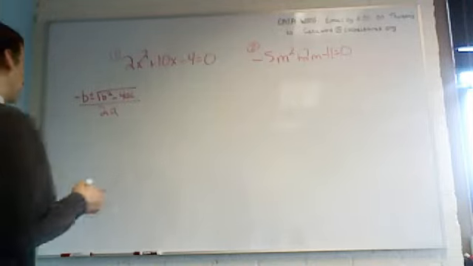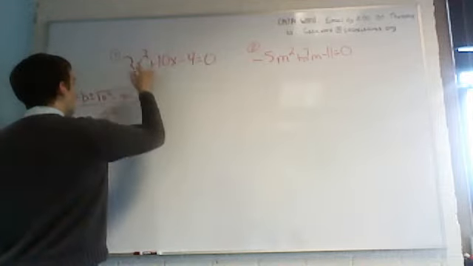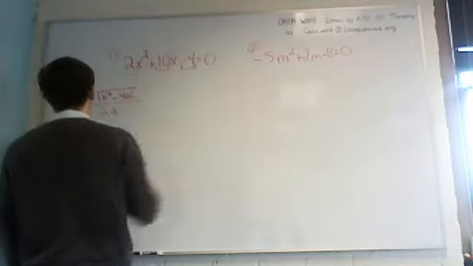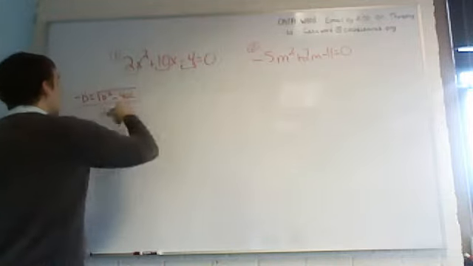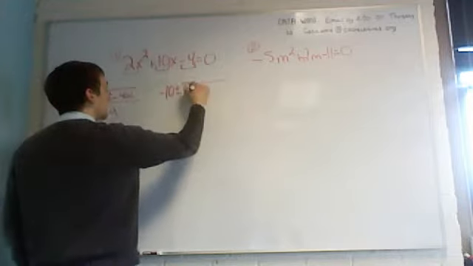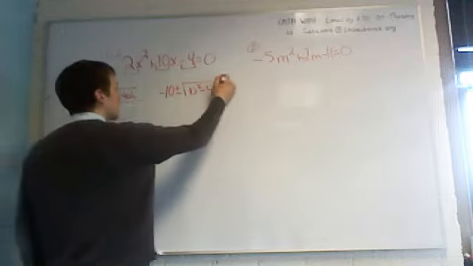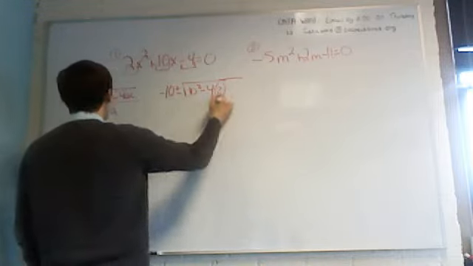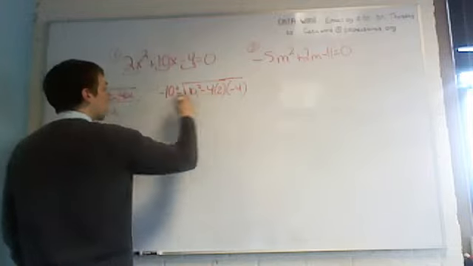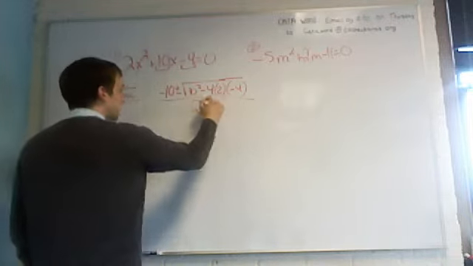For question number 1, what is a? 2. What is b? 10. What is c? Negative 4. And make sure you think about it as negative 4. So we got negative 10 plus or minus the square root of 10 squared minus 4 times a, which is 2, times c, negative 4. So this will only be a positive because you got two negatives in there and a positive. All over 2 times 2.